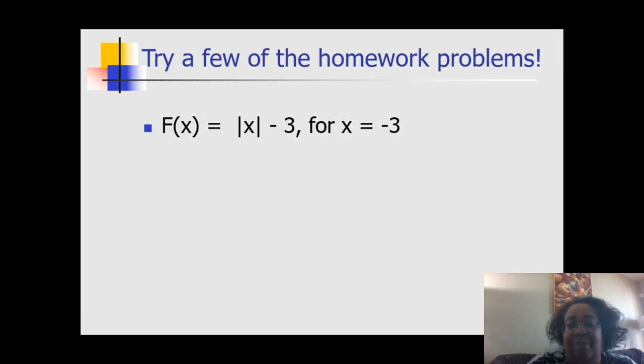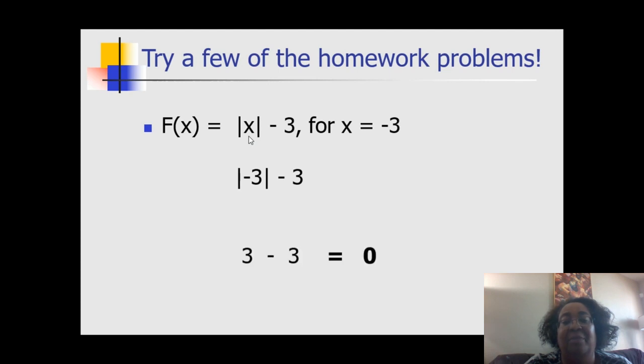Now, the next 3 problems are from your homework. You can find these in your homework. This first one is just basically a substitution question. You have the function, and this function has the absolute value of x minus 3. And what they want you to do is just solve for negative 3 in this function. Well, if I stick negative 3 in this absolute value, that negative 3 becomes a positive 3. So the absolute value of negative 3 is positive 3. Then I subtract 3 to continue the expression. And I know 3 minus 3 is 0.